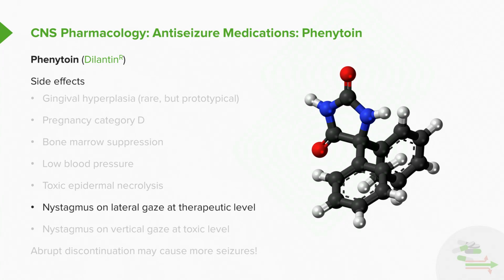One of the interesting things about this drug, and it's very common on exams, is that at lateral gaze, you will develop nystagmus when you're at a proper therapeutic level. And on vertical gaze, you will develop nystagmus at toxic levels. So it's a really nice, quick and dirty trick to do in your office to determine whether or not the patient is on adequate doses of phenytoin or not. Remember that if you abruptly discontinue this medication, you actually may precipitate seizure activity.